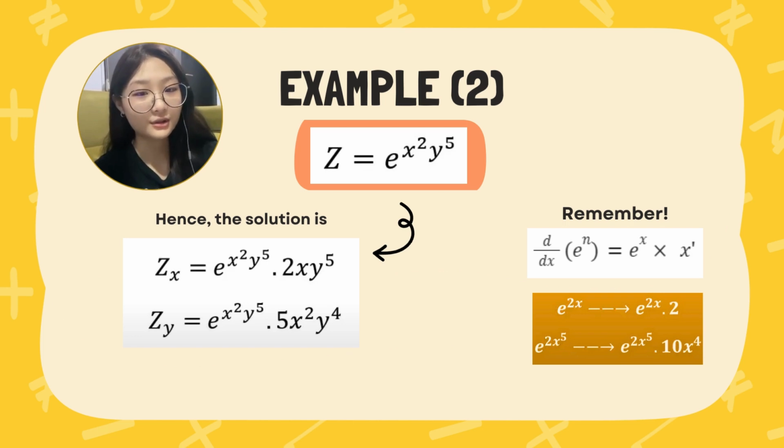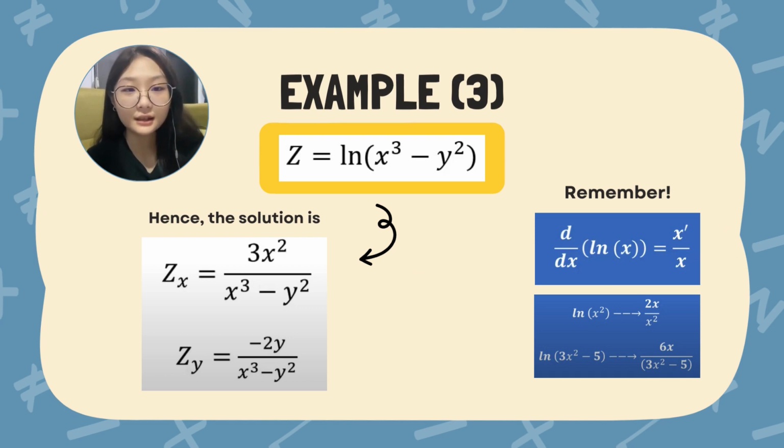Hence, for the solution with respect to x, we have e to the power of x squared y to the power of 5, which stays the same, times 2xy to the power of 5, which is basically the derivative of the exponent. The same goes for y, which is e to the power of x squared y to the power of 5 times 5x squared y to the power of 4, which is the derivative of y to the power of 5.